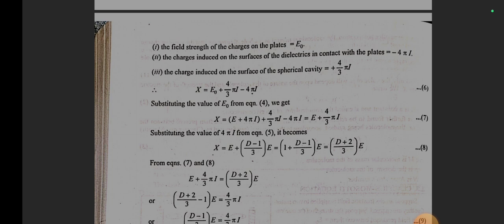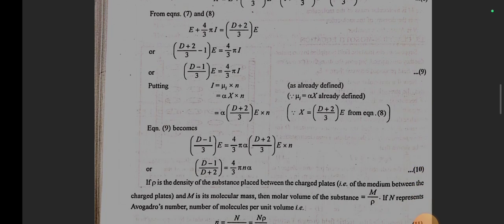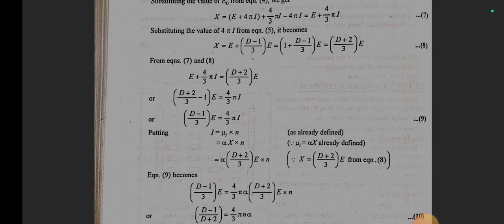Substituting the value of E0 from equation 4, we get X is equal to E plus 4πI plus 4/3 πI minus 4πI, which is equal to E plus 4/3 πI. Substituting the value of 4πI from equation 5, it becomes X is equal to E plus D minus 1 by 3 into E, which is equal to D plus 2 by 3 into E. From equations 7 and 8, E plus 4/3 πI is equal to D plus 2 by 3 into E.